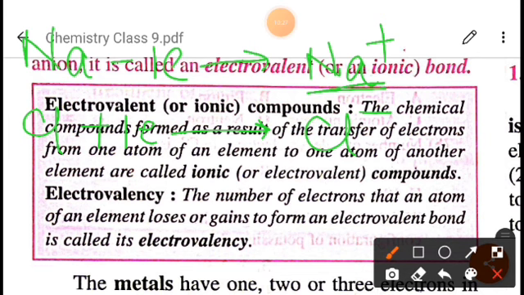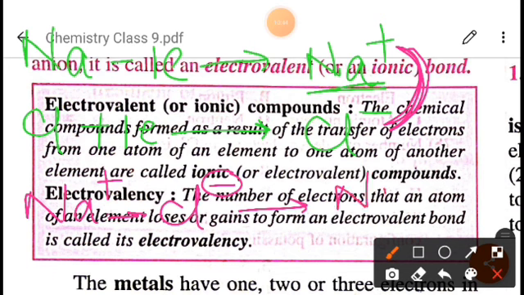Since there is a negative and positive charge, there will be an attraction between them. So Na positive and Cl negative will attract each other, and they will form a bond, which gives NaCl, and this is called a compound. In this compound, what is happening? Sodium is giving an electron, right?